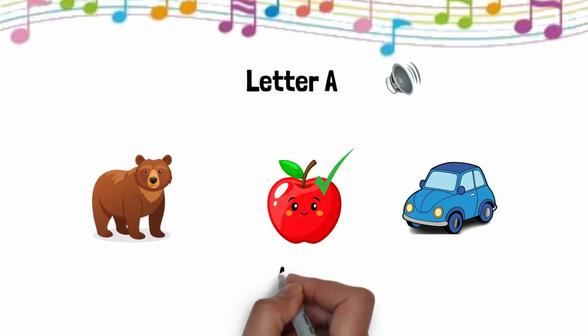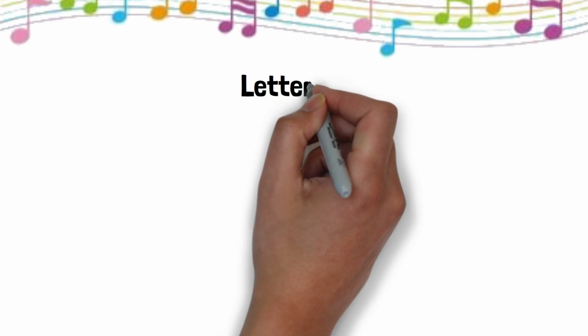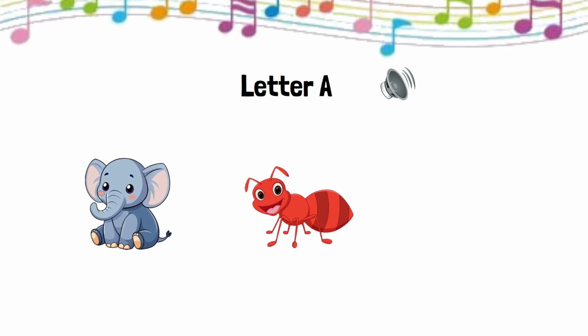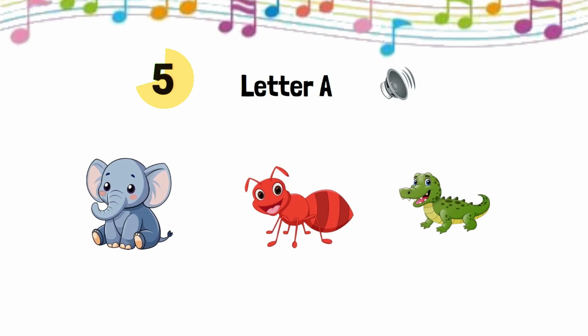That's right. A for apple. Now listen again. Which word starts with A? Ant, elephant, crocodile. Yes, A for ant.